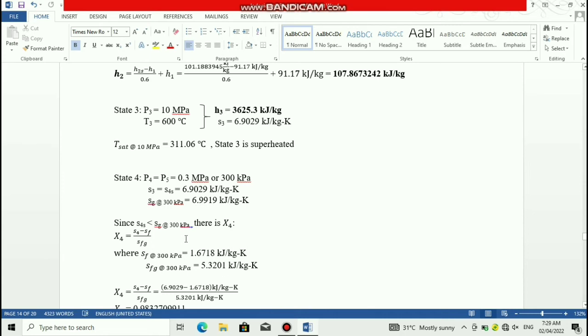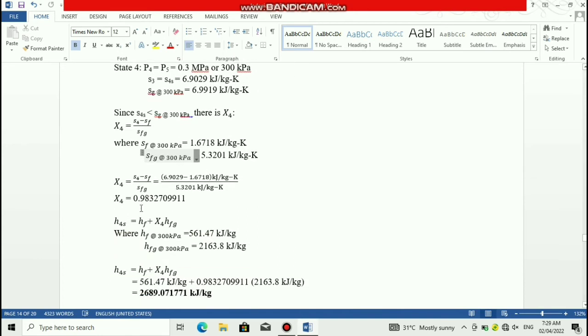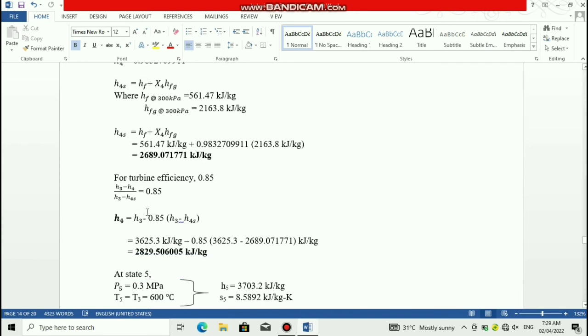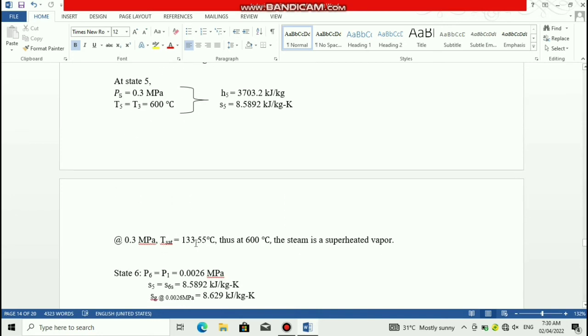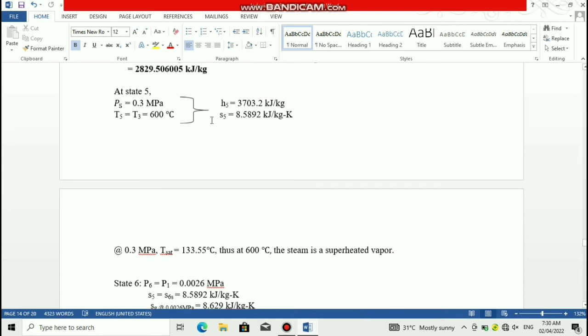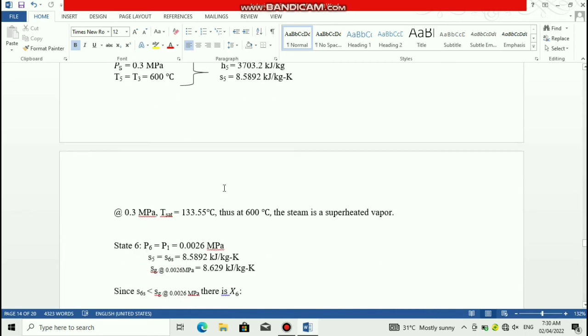So using this formula, X4 equals S4 minus SF over SFG, we can get X4, which is 0.9832709911. So using this quality, we can get the H4S. This is the H4S. Then, proceeding with the turbine efficiency and the formula, we can get the value of H4. This is the value of H4. Then at state 5, pressure is 0.3 MPa and the temperature is 600 degrees Celsius. So at 0.3 MPa, Tsat equals 123.55 degrees Celsius. Thus, at 600 degrees Celsius, the steam is superheated as before. So from the table, we can get the values of H5 and S5.